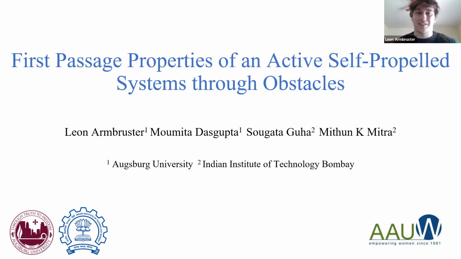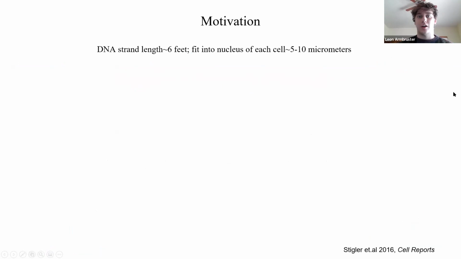Yeah, hi, like she said, my name is Leon Armbruster, and I will be telling you about the first passage properties of an active self-propelled system through obstacles today. Our motivation is quite simple. It comes from a principle called loop extrusion.